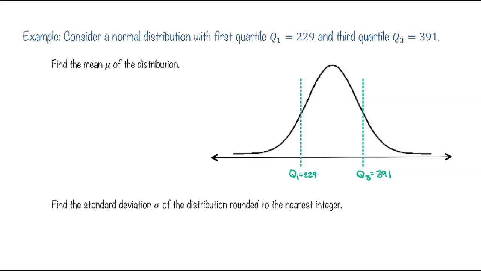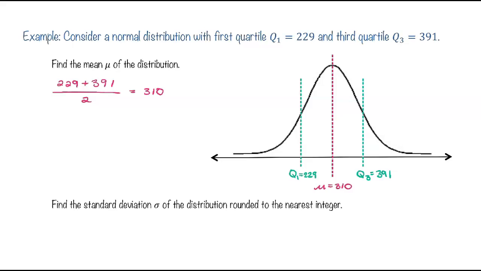Since this data set is normally distributed, we expect the mean to be the same as the median, which is the same as the 50th percentile, which should be located precisely in the middle of the first and third quartiles. And the middle of 229 and 391 we can find by adding them together and dividing by 2, which is exactly 310. Now, from this information, we're going to find the standard deviation and round to the nearest integer.